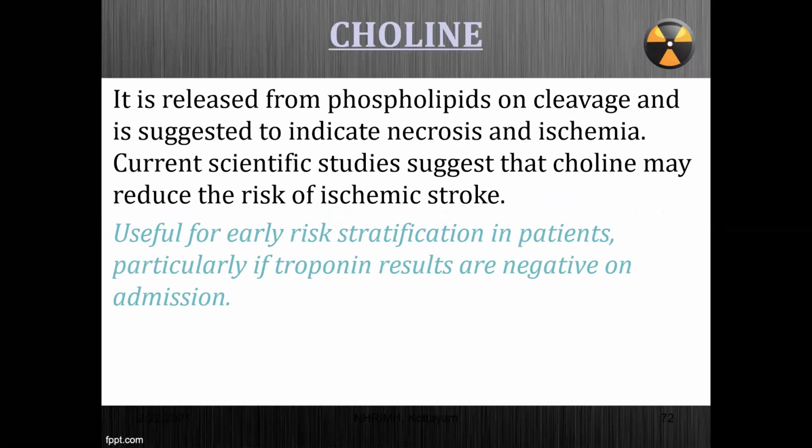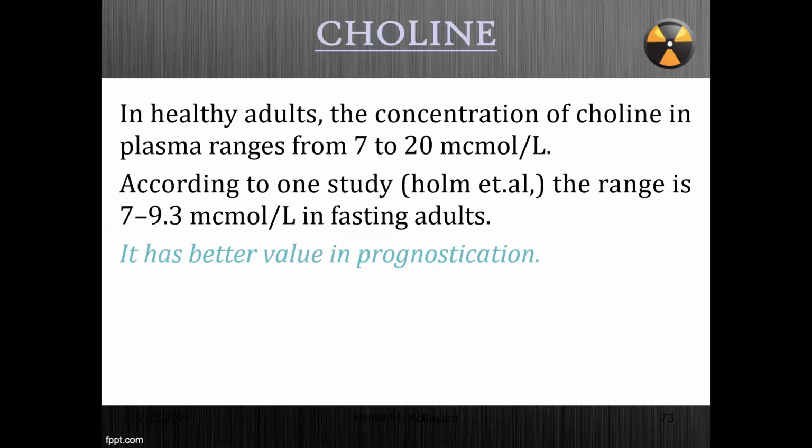Next is choline. On cleavage, it is released from phospholipids and is suggested to indicate necrosis and ischemia. It is useful for early risk stratification in patients, particularly if troponin results are negative on admission. Till now we have seen only troponin negative and troponin positive, but if troponin results are negative on admission, what do you do? This is early risk assessment in patients. Choline in healthy adults ranges from 7 to 20 micromole per liter, whereas in one research study the range is 7 to 9.3. It is still under validation, and it has better value in prognostication. These are the various biomarkers I would like to mention.